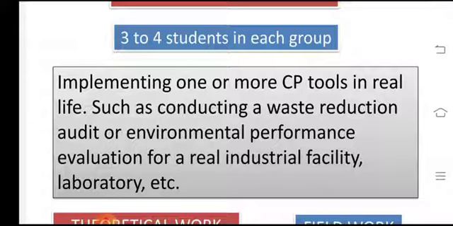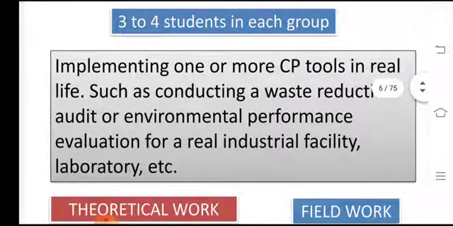You must have a place to go to find out the existing situation, and then plan for them a better, cleaner production approach: how you are going to improve their working environment, their operational systems, their processing, their products, their designing, and how you are going to make them more beneficial in terms of economics. So these are all the objectives of this course.